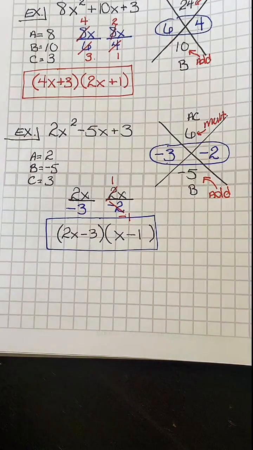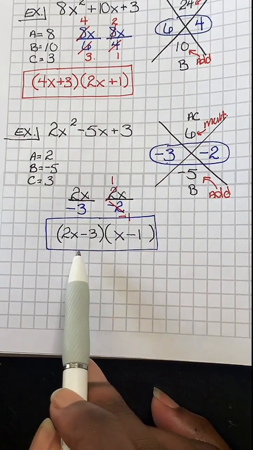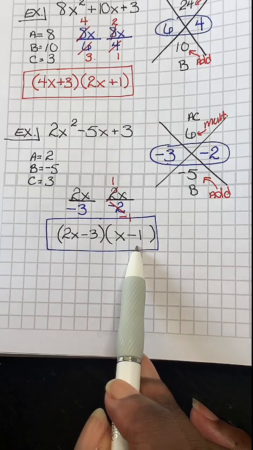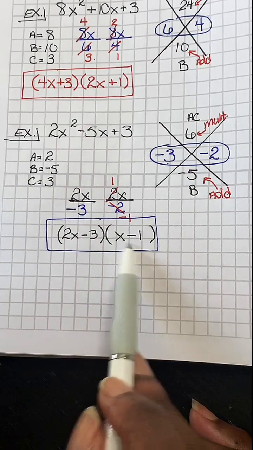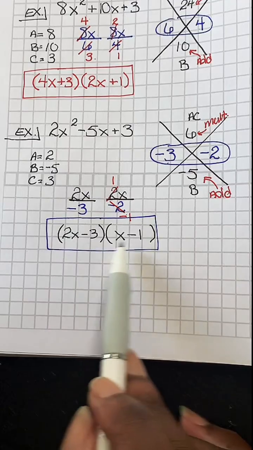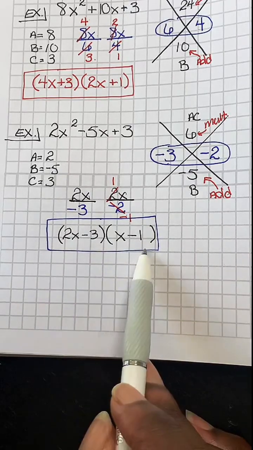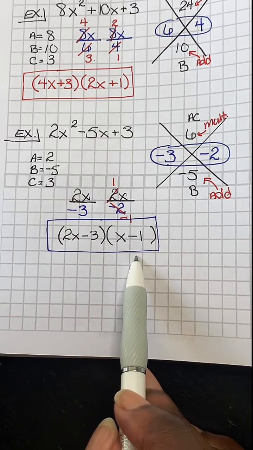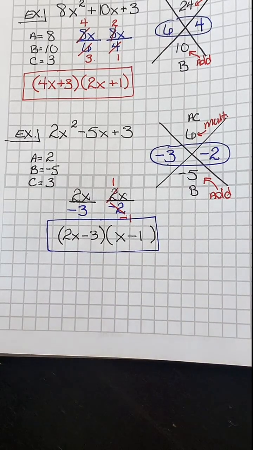Okay, you switch the numbers. Yep. Now, here's my thing. If you wrote x minus 1 and then 2x minus 3, that's still right because this is multiplication. Multiplication is commutative. So if you wrote parenthesis x minus 1 and then 2x minus 3, then you got your answer. Okay?